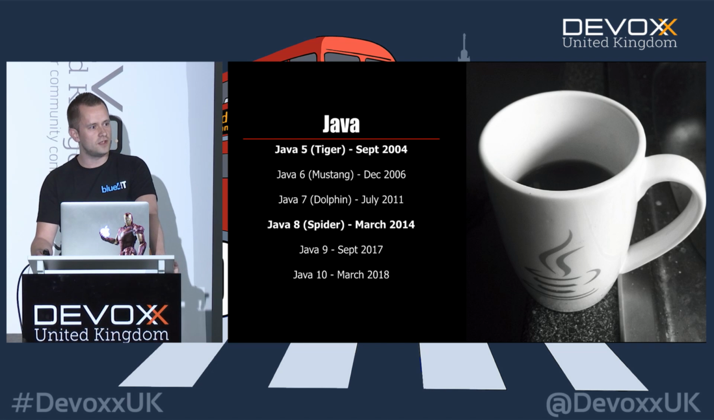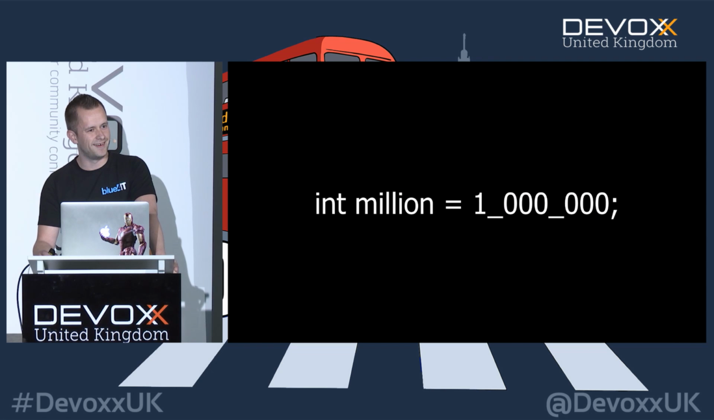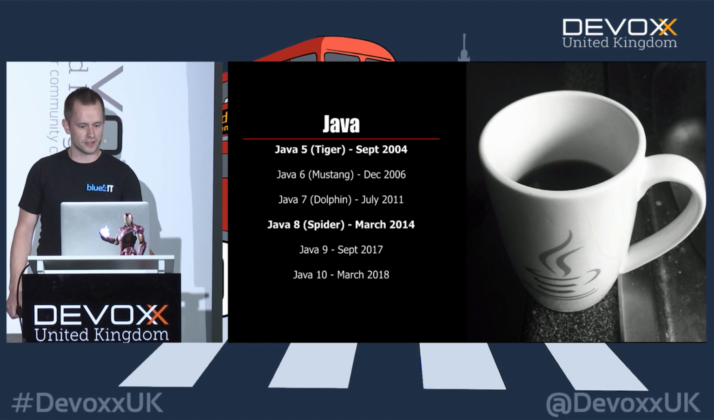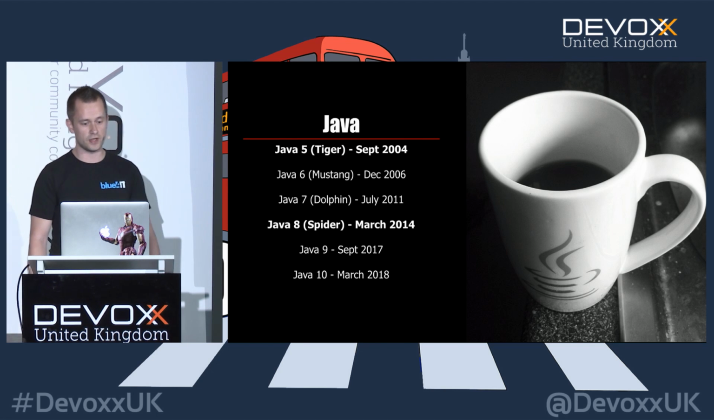And you know what my favorite feature of Java 7 was? This one. Underscores in literal numbers. It helped me a lot. Okay, then Java 8 came. They promised us all sorts of new things, and we're going to look into that.